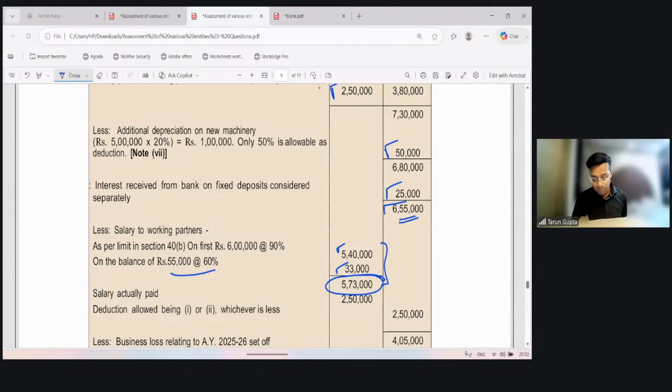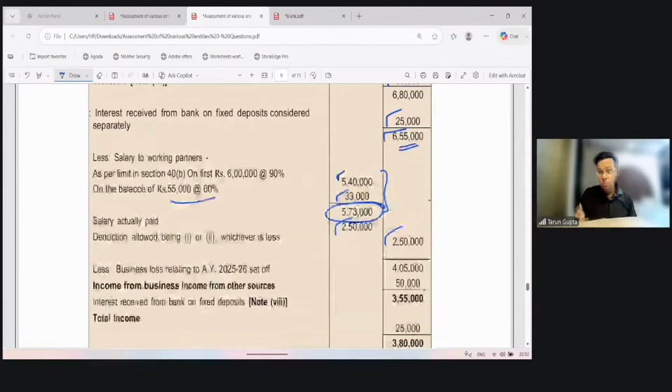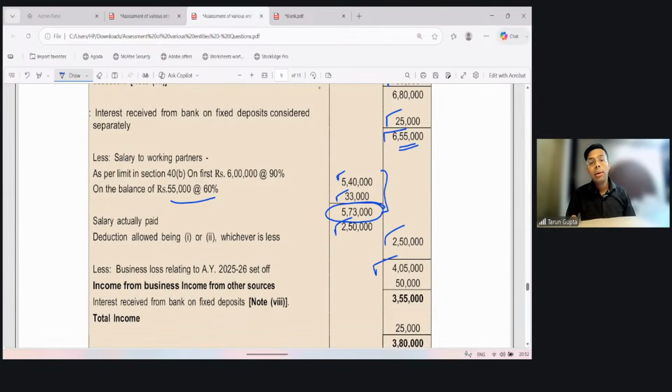But I have paid only 2,50,000. So the entire 2,50,000 shall be allowed. Reduce. So my PGBP is 4,05,000. From this, I will reduce the business loss of 50,000. This 50,000 has not been reduced for computing book profit because book profit is the income under PGBP. Had it been unabsorbed depreciation, I would have reduced it before computing the book profit. But this set-off is not under PGBP, therefore I have not reduced it while computing the book profit for the purpose of section 40B. Clear?